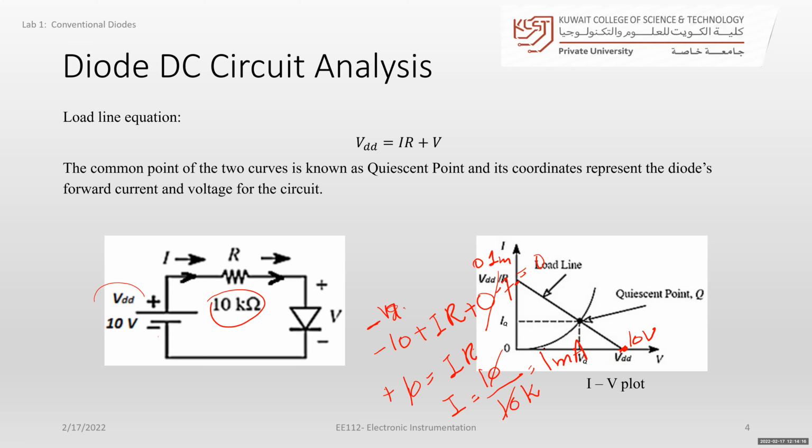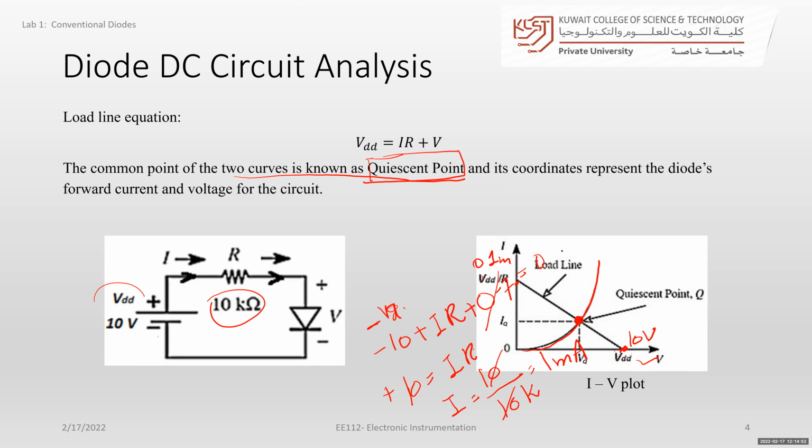So if I join this point with this point, and this is the forward conduction of the diode, this is the common point between the two curves, known as the quiescent point. Is this point clear? What is the quiescent point? When voltage and current touch the curve at the same common point, that point is known as the quiescent point. Okay, clear?